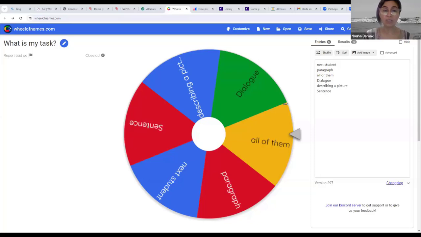Each one is going to submit a sentence in which they talk about daily routine or any other thing using the simple present and the present progressive, okay?